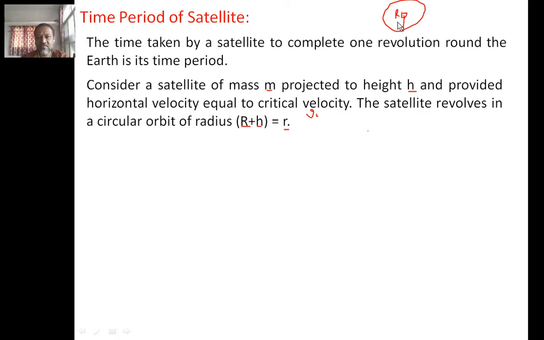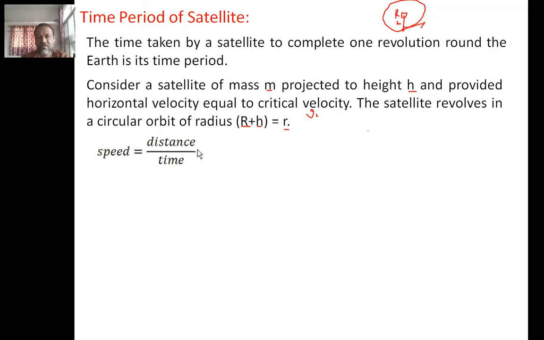We have already seen this. And if this is the height of the satellite, where the satellite is moving around the Earth, this is the height h and this is r plus h. So the radius of Earth plus height is equal to r, and this r is the radius of the orbit of the satellite, right? Fine. So let us start with the formula.